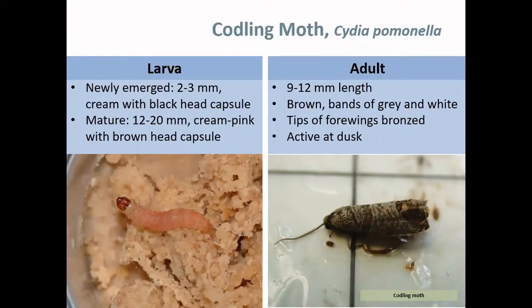Another moth pest that's active in the summertime in apple orchards is codling moth, and this is one of our primary pests of concern in apple orchards. The larva looks very similar to oriental fruit moth, with this kind of cream pink color and a brown or black head capsule, and these are internal feeders. So these would be larvae that would be found within the fruit itself. The adult is larger than oriental fruit moth, and it has brown and gray banding, but with a really distinct copper or bronze patterning, a half moon shape on the tips of the forewings.